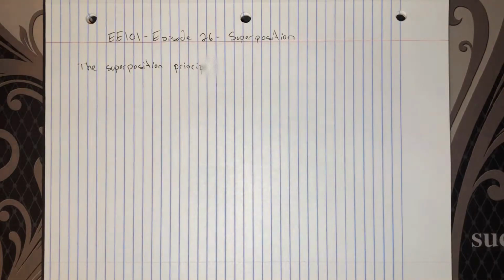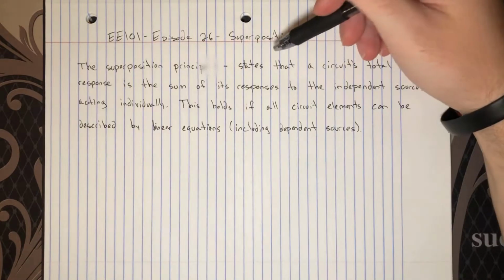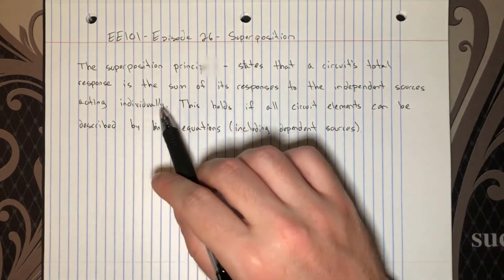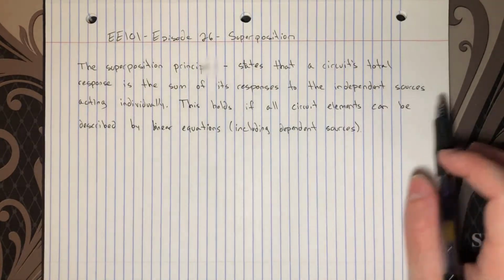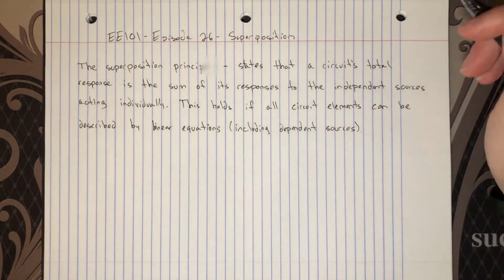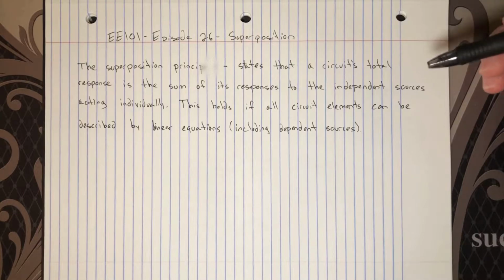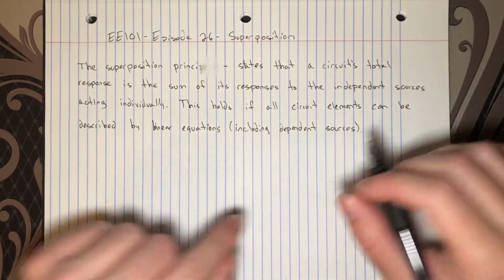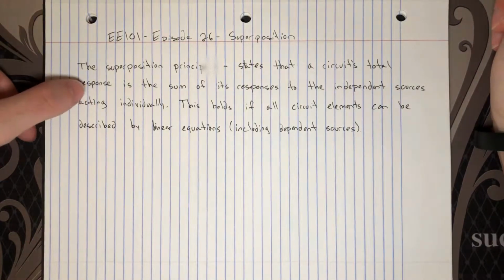Now there's a few conditions that have to apply, and I'll talk about those in 1 second. So let me write out the definition of the superposition principle. It states that a circuit's total response is the sum of its responses to the independent sources acting individually. And this holds if all circuit elements can be described by linear equations, and this includes the dependent sources in the circuit. What is a response?